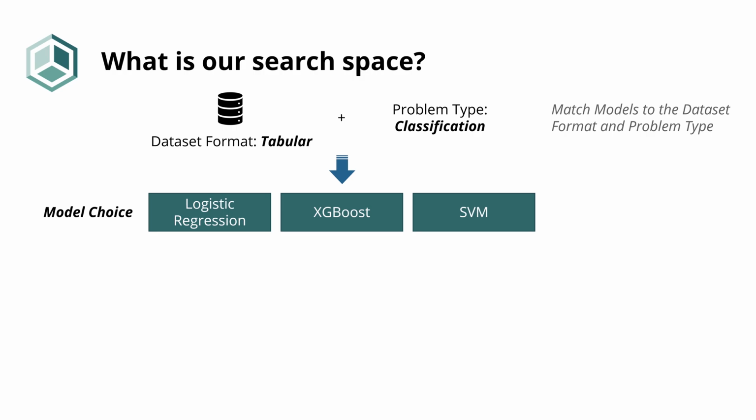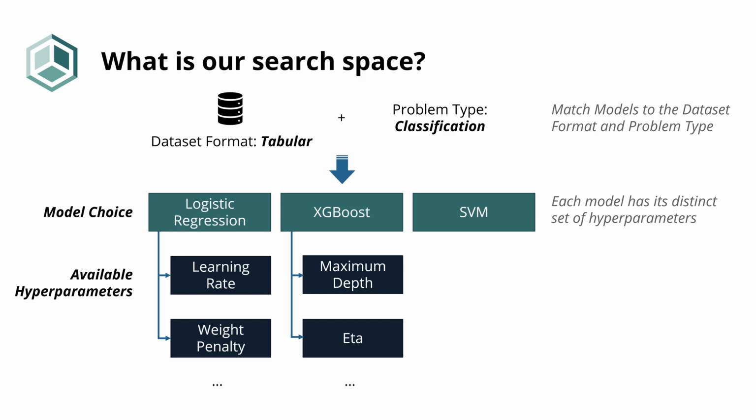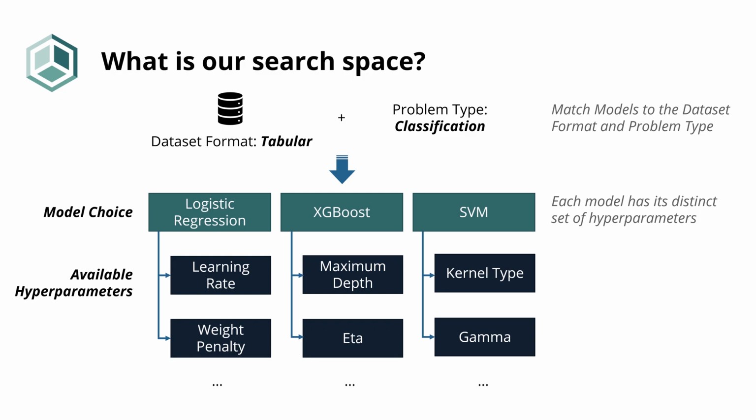Now, we can expand our search space further, because each of these models has their own set of hyperparameters. Specifically, for logistic regression, let's say we have the learning rate and the weight penalty, among others. While for a boosted decision tree, we will have the maximum depth and some model-specific parameter eta. Finally, for SVM, we have a kernel type and another hyperparameter that is named after a Greek letter. For each hyperparameter, we can expand the search space according to the available values that can be assigned to that hyperparameter. This leaves us with this hierarchical and heterogeneous search space, which is non-trivial. However, at least it's reasonably well defined.